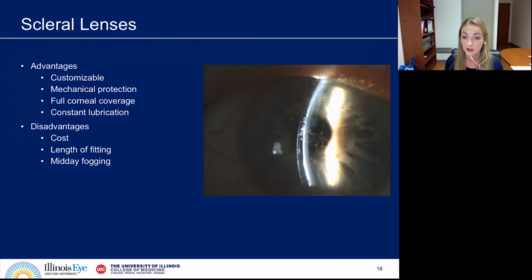The disadvantage is the cost is high and much higher than soft lenses. The length of fitting is a bit lengthy in order to make it a good fit. However, once these lenses are fit, it usually is good for about a year. And the lenses do cause some midday fogging. And so you'll see on the right, there's some fogging, there's some debris in the tear film. Previously, patients had to remove the lens, and I still do have a lot of patients that have to remove the lens in the middle of the day and clean the lens before reinserting it. More recently, there are some different coatings, such as the Tangible Hydra-PEG, that do help with that midday fogging.